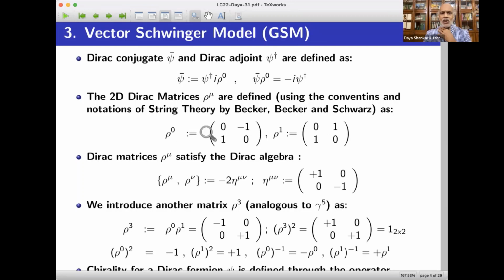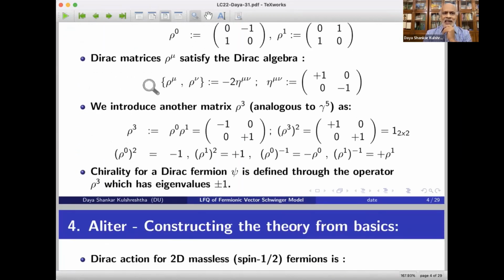So here rho 0 and rho 1 are given by these two definitions, and psi bar and psi dagger are related through this. These two are equivalent expressions. And these Dirac matrices rho mu must satisfy the Dirac algebra, so the anticommutator of rho mu and rho nu is minus twice eta mu nu. It depends on the choice of your metric tensor. If it's +1 -1, then I'm going to have minus here. If I have -1 +1, then I have to have a +1 here. That's a minor thing, but we keep it in mind.